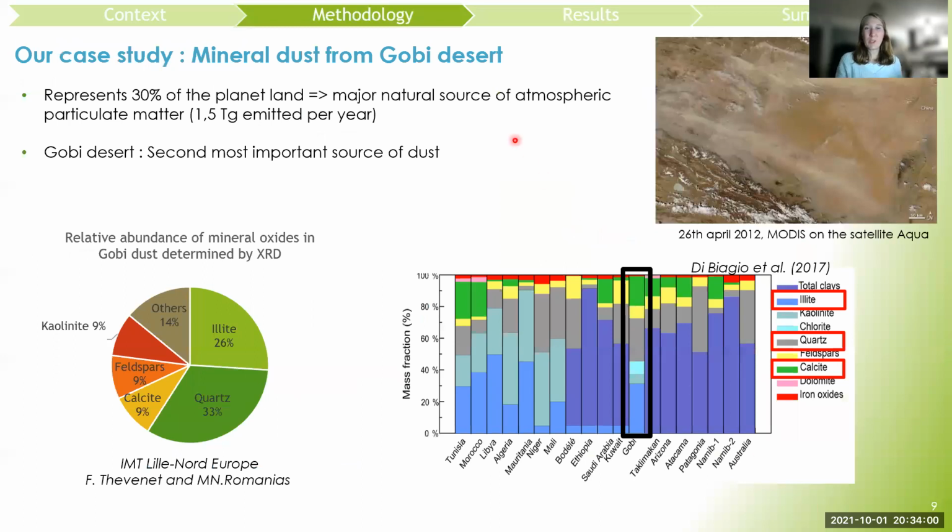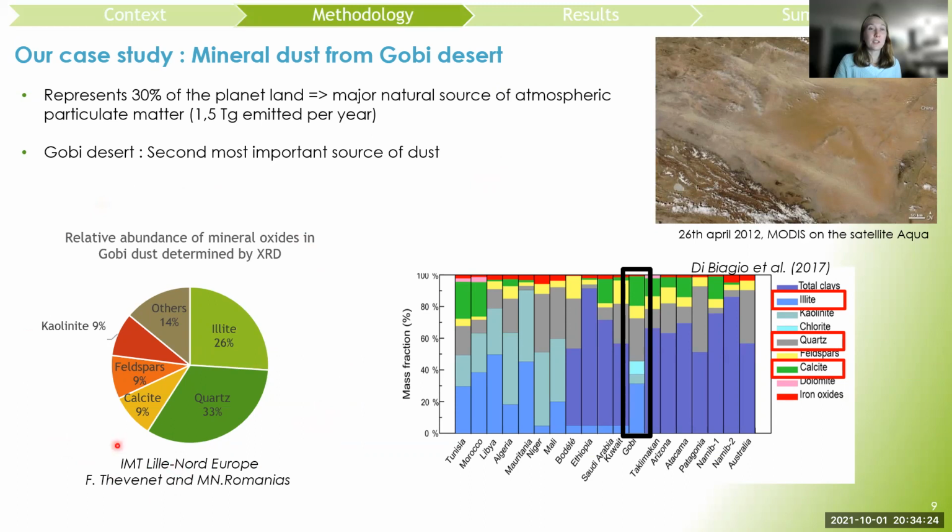So let's focus on our case study. Our case study is mineral dust from the Gobi Desert. Why did we choose mineral dust? Because mineral dust is one of the major sources of aerosol in the atmosphere. And why Gobi? As you can see above, Gobi was really interesting because it has a complex chemical composition.